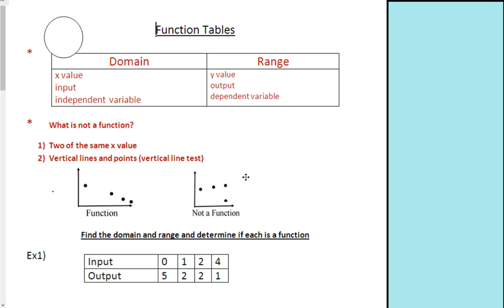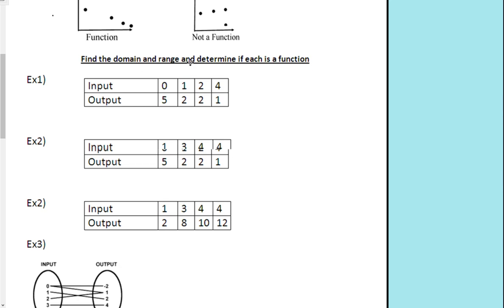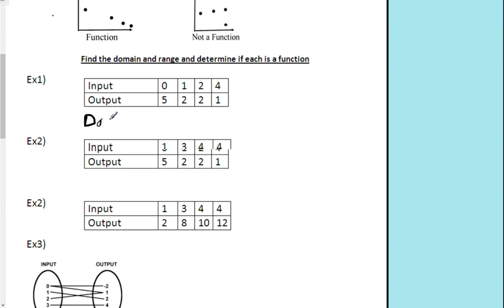Now we have this example 1. It says, find the domain and the range and determine if each is a function or not. All right, so here's what you're going to do. To find the domain, I'm going to change my line size here. My domain, excuse my horrible writing, my domain is all my x values.